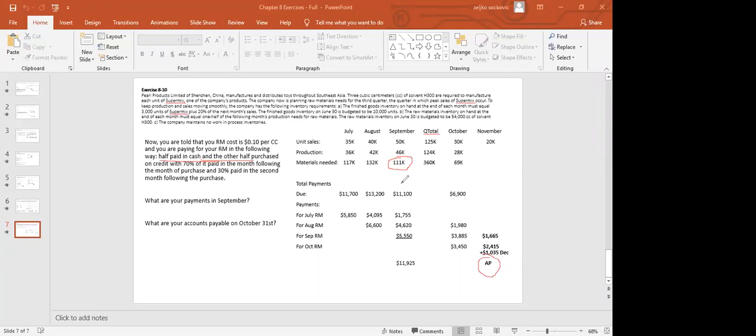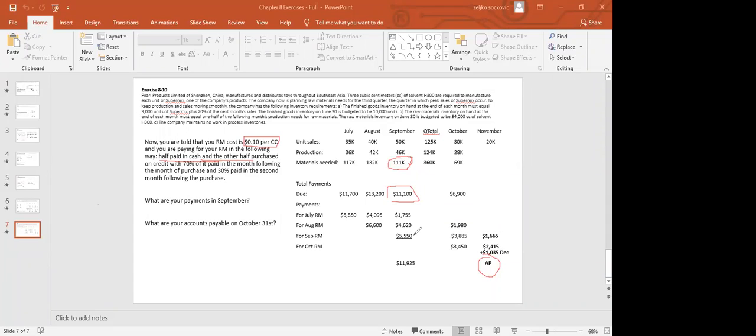So how much do we actually need to pay for these materials in September? Well, let's see, 10 cents per pound, this is 111,000 pounds, I guess. So the total payments due are 10 cents times 11,100. But will you pay all 11,100, more or less?